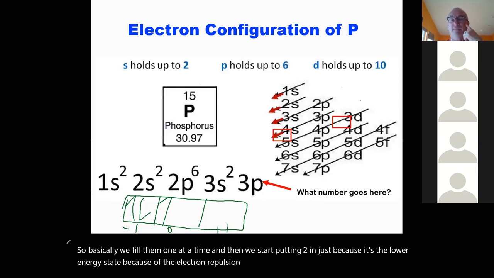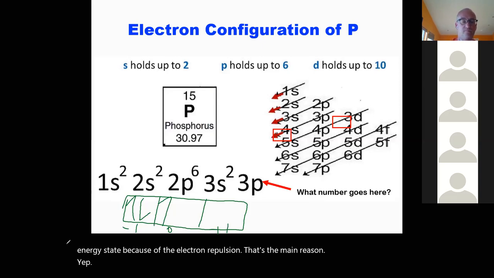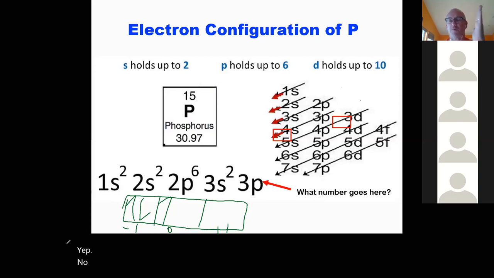That's the main reason. When you fill them, the first one is going to be up, and then when you put the second one, you will put it down. Yep. I thought you put one up, one down, one up, one down, then you go back and you reverse. No, the first one in is always spinning up. Okay. And the second one spins down.